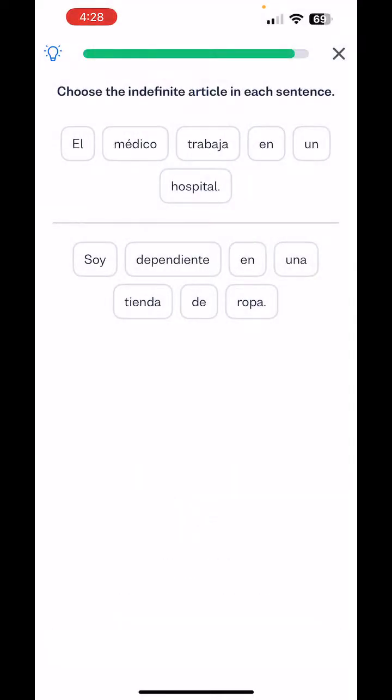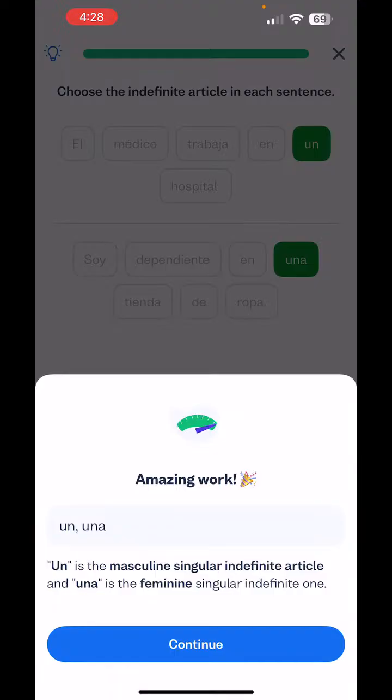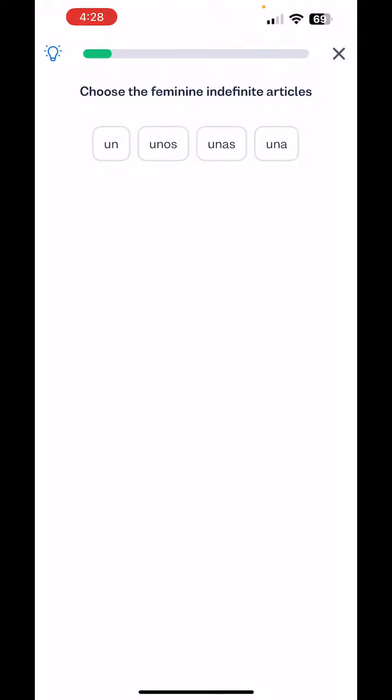Choose the indefinite articles in each sentence. Okay, now I think I have a better understanding. So el médico trabaja en un hospital. So a hospital. Soy dependiente en una tienda de ropa. So I am a store clerk in a clothing store. So una would be the indefinite. So choose the feminine indefinite articles. So that would be unas and una. Choose the plural indefinite articles. So we have unos and unas.